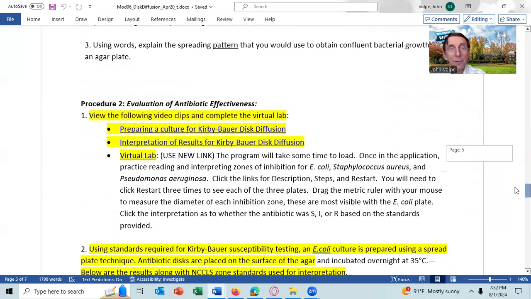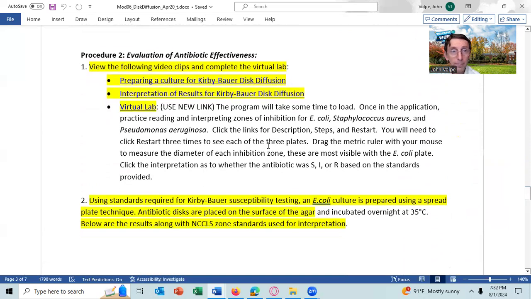For procedure 2, you're going to evaluate the antibiotic effectiveness. You can view the following video clips and complete the virtual lab. So that will be a video clip preparing a culture for Kirby-Bauer diffusion method, and then a video clip on the interpretation of the results for the Kirby-Bauer diffusion method, and then a link to the virtual lab. Let's see if this works.